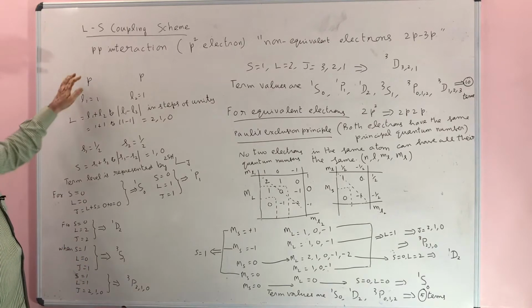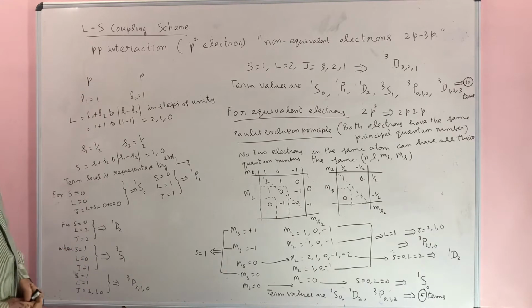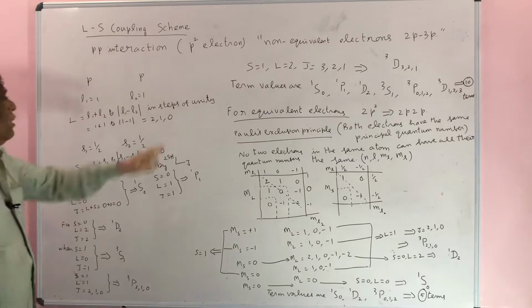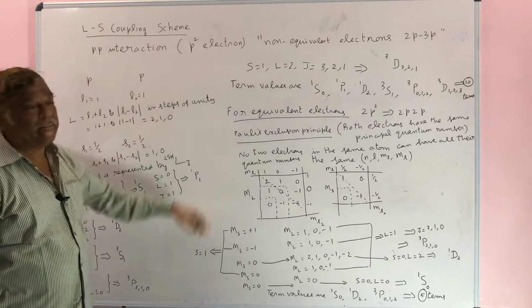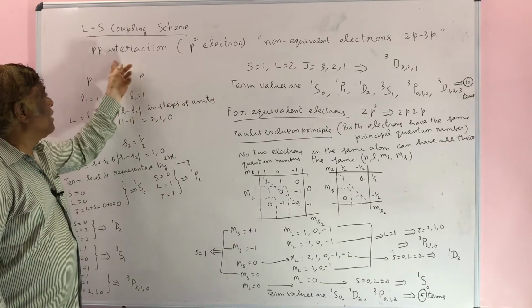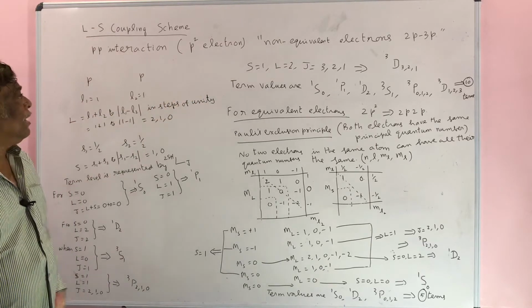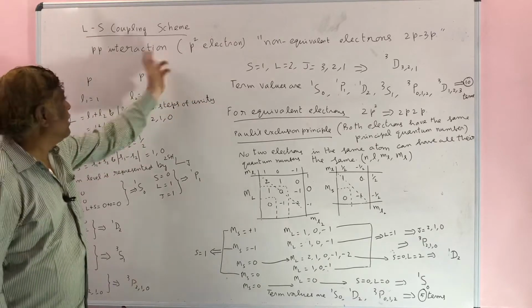Now we are going to discuss the LS coupling scheme. For example, we are considering a 2 electron system. There are 2 electrons in the p state, so this is a pp interaction: one electron in the p state and another electron in the same p state. So that interaction we are taking.